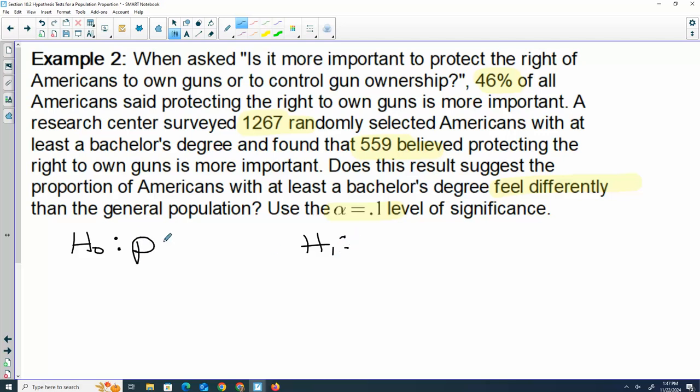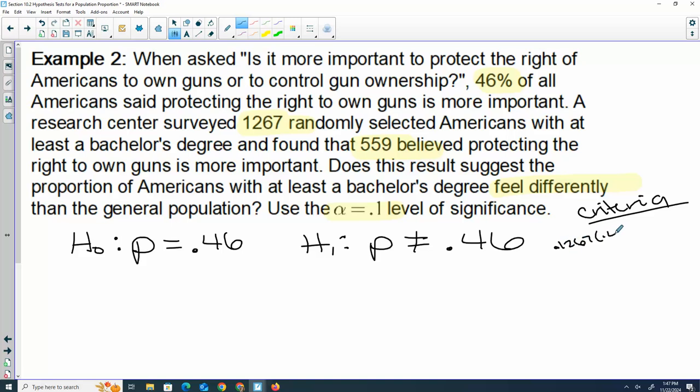We are talking about a proportion. When you see percents in the problem, you know we're talking about proportion. My null is talking about the whole population. So what is my null hypothesis? The proportion is equal to what? 0.46. And then I'm testing if they feel differently. So what would that mean? Does not equal. Let's check our criteria off to the side. My N, 1267, P 0.46, 1 minus 0.46, greater than 10.